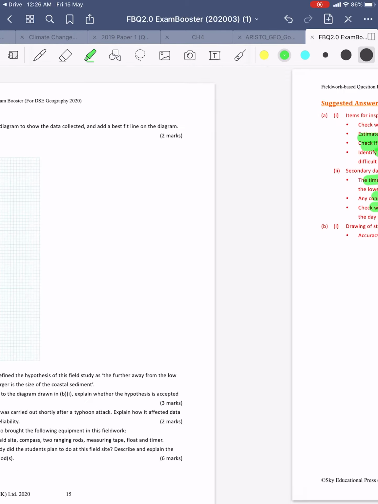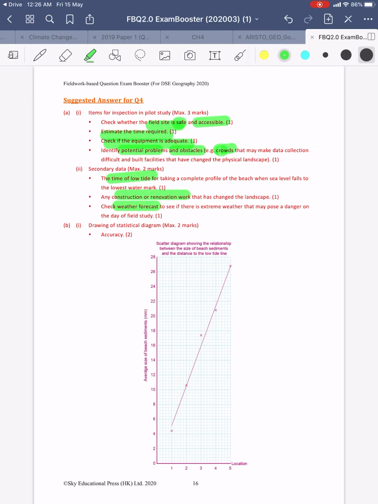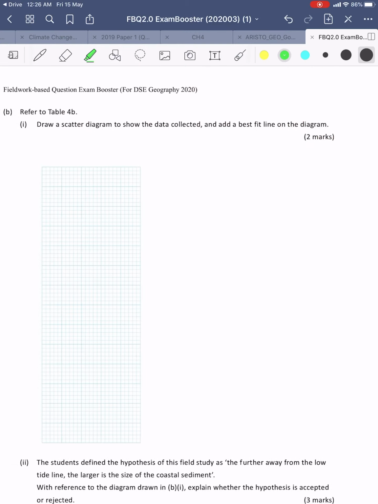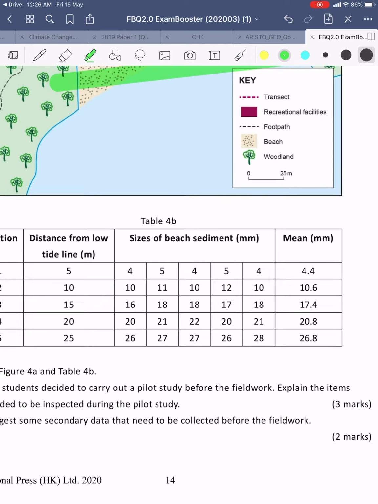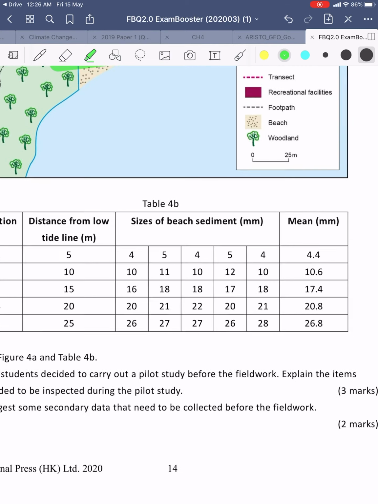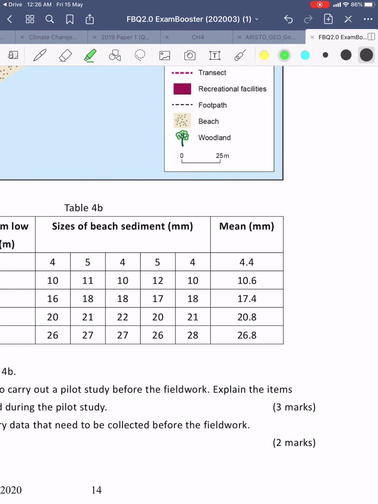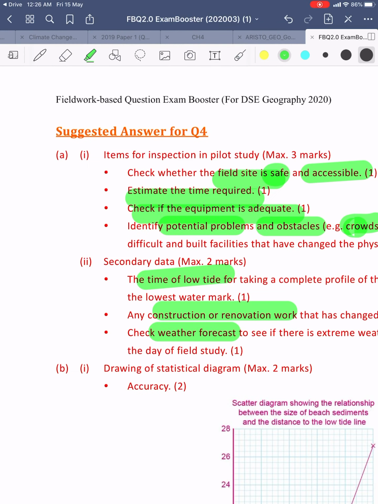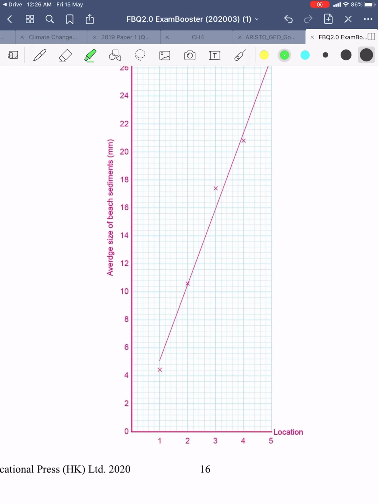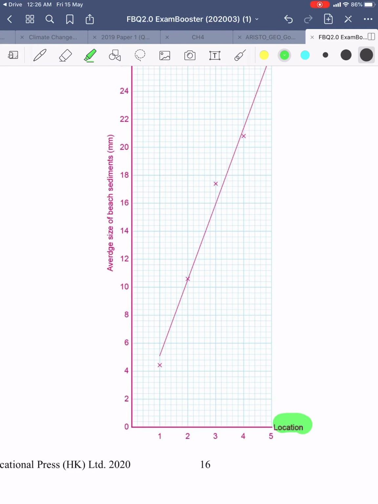What's a scattergram? As you can see here, what is the best fit line? You get the information right here. The mean is like this, and then there are different distances along the line. One of them is the y-axis and the other is the x-axis. Be careful. The location with increasing distance should be on the horizontal side.